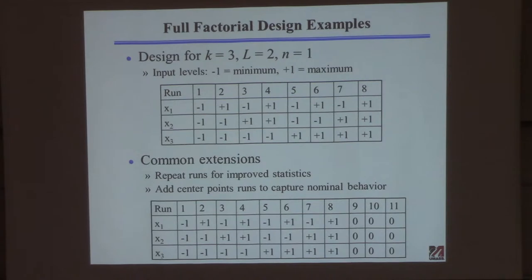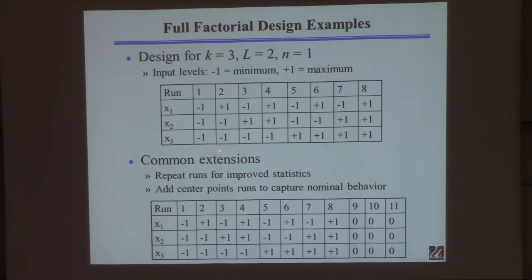Okay? So if you do a full factorial design, you have three inputs. Each of them has two levels, minus 1 and plus 1, low and high. You're not going to repeat any of the experiments, n is 1. Then those are the eight combinations. I mean, anybody could enumerate those, right? There they are, eight. Okay?